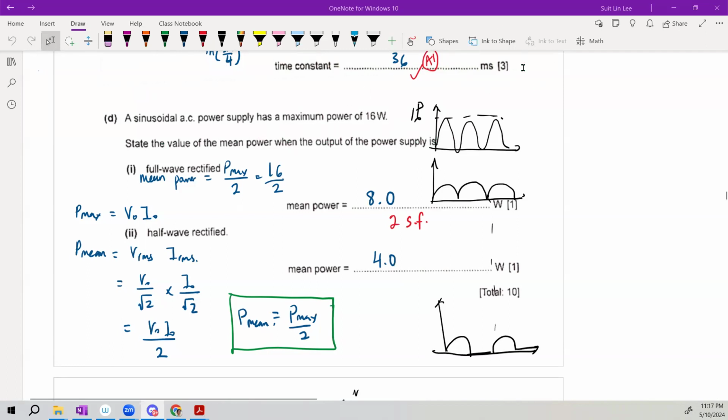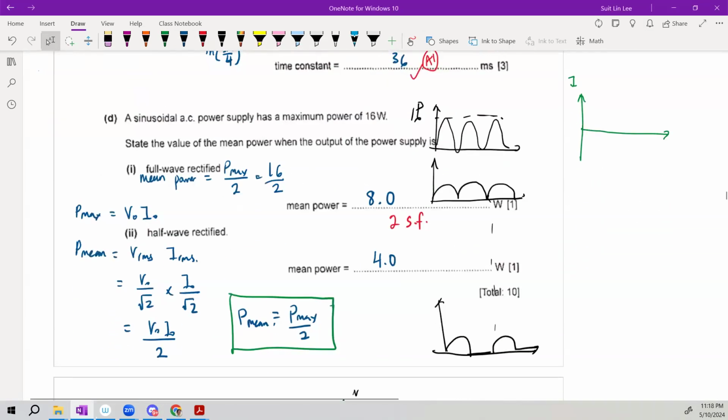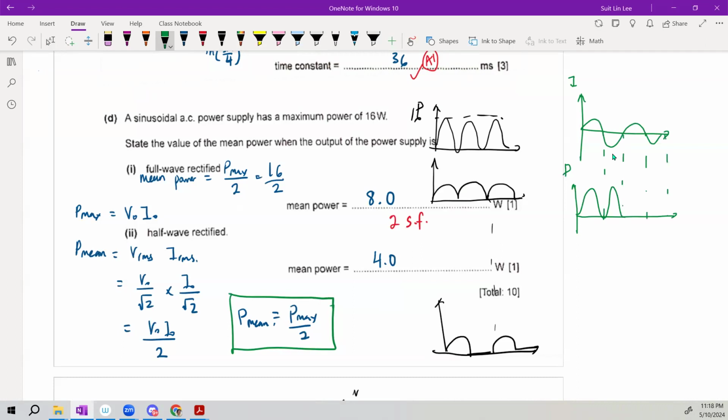So if it's full wave rectified, it really doesn't matter. Let me draw for you. This is your, let's say it's a sine graph now. Is it a sine? Do they give me any information? Well, it looks like a sine based on the rectification graph. So this is your curve. Then if you want to draw your power graph, it will look like this. This is your power graph. This is unrectified.